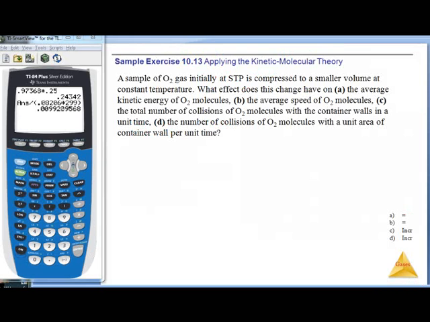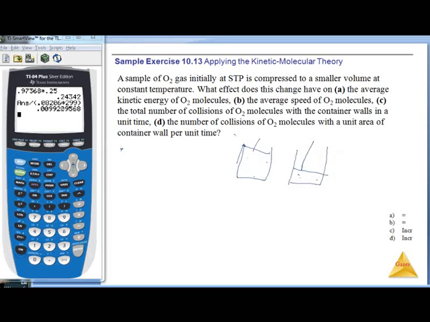Alright, so let's take a look at what this means in terms of a real gas, or an ideal gas. A sample of oxygen is compressed to a smaller volume at constant temperature. So here I have a gas, let's say it's in a cylinder. I'm just not drawing this very well, right? And I take that same cylinder, and I push the plunger down so it's taking up half as much space for the same gas. What effect does this have on the average kinetic energy of the oxygen molecules?